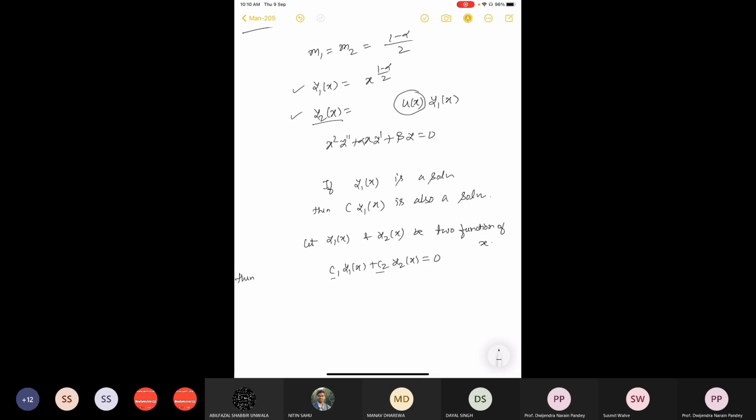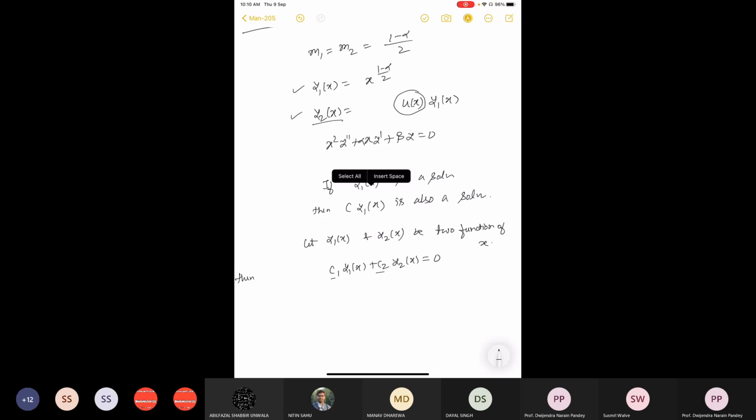First, if y1(x) is a solution, then a constant multiple is also a solution. The only problem is that it is not linearly independent. Like y1(x) and c y1(x) are linearly dependent, right? Now our work is to find two linearly independent solutions in the case of a second order differential equation. Now, how to find two linearly independent solutions?